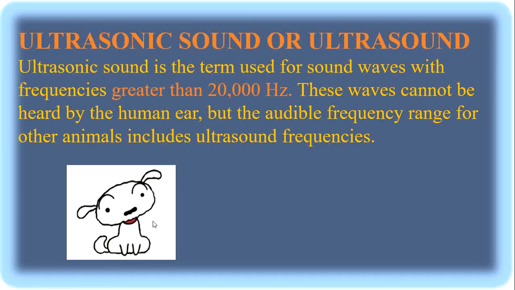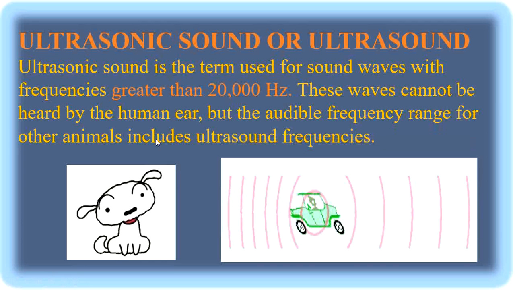Ultrasonic sound or ultrasound. What is called ultrasonic sound? The ultrasonic sound is the term used for sound waves with frequencies greater than 20,000 Hz. If the frequency is greater than 20,000 Hz, it is called ultrasonic sound. These waves cannot be heard by the human ear, but the audible frequency range for other animals includes ultrasound frequencies. The dog, for example, can hear ultrasonic sound.